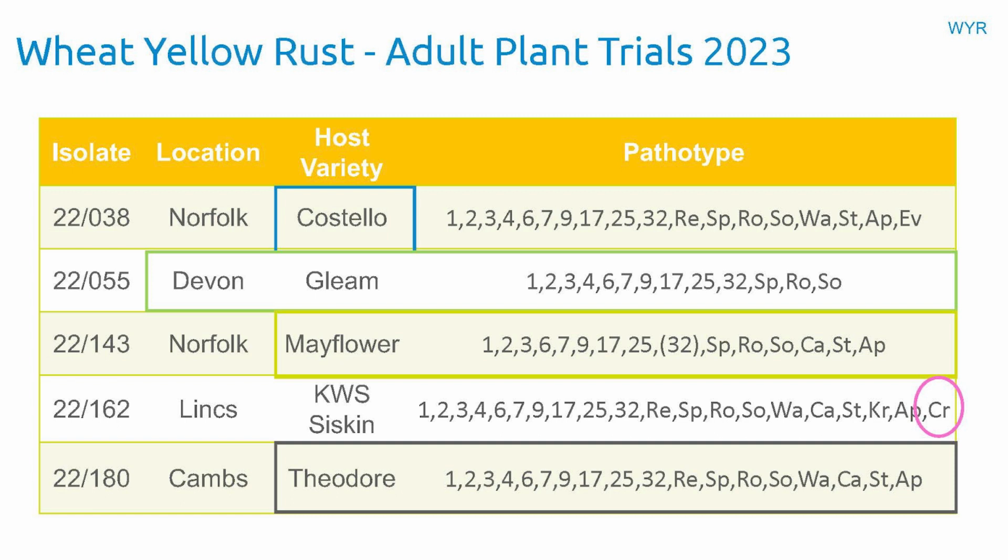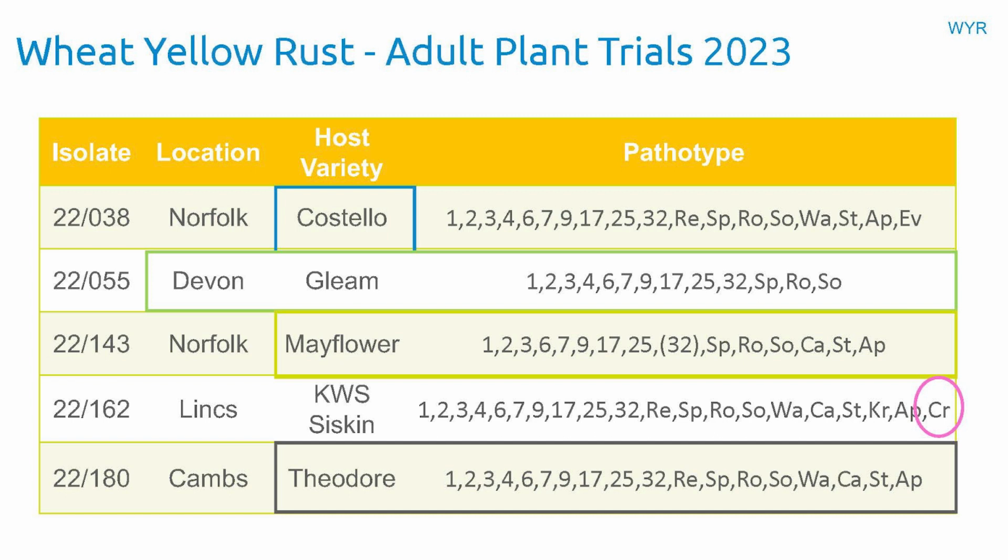We also selected 22143, another one from Norfolk, and that's because we had some quite interesting samples coming in from Norfolk in 2022. And they didn't come from the same trial. The Costello one came up from near the Wash, and the Mayflower one came from much closer to Norwich. And this isolate here had this pathotype. It was another new pathotype. It was avirulent on YR4, avirulent on Rendezvous, and avirulent on Warrior.